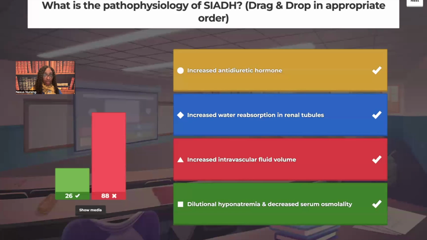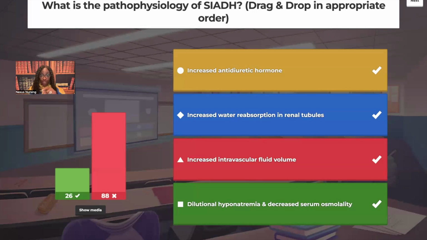Let's talk about this, the pathophysiology of SIADH. Well, the first thing that happens is the patient has way too much antidiuretic hormone, also known as vasopressin, okay? Why is that an issue? What does antidiuretic hormone make you do? It makes you hold on to your fluids, right? Instead of releasing your fluids via urine, you're holding on to all your fluids. So that's the first problem. You have too much ADH.